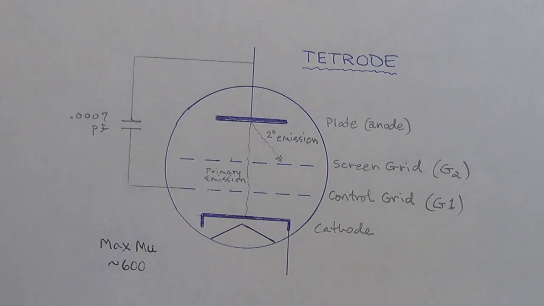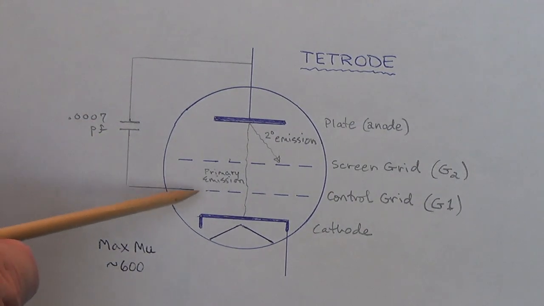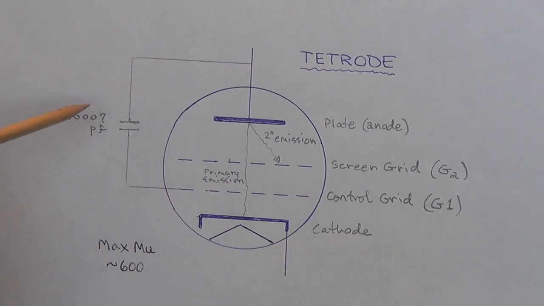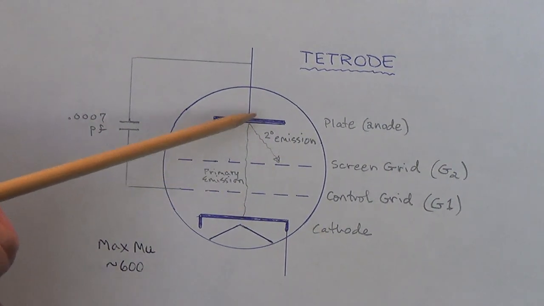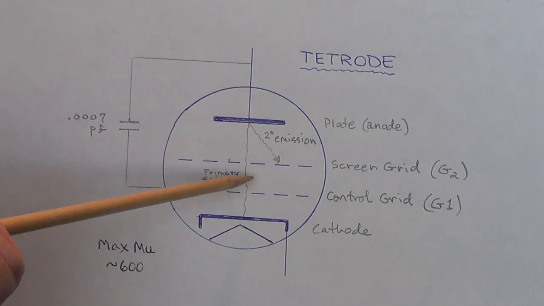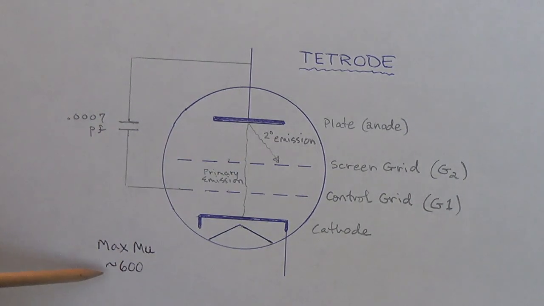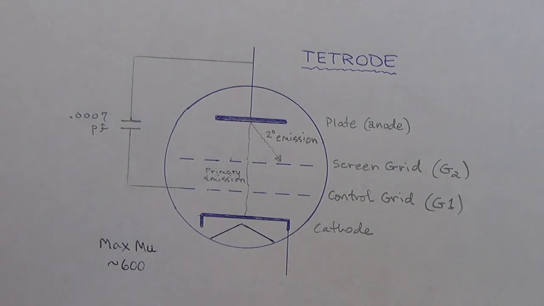Now the presence of this shield did away with a couple serious shortcomings of the triode. Number one, it reduced the inter-electrode capacitance from 3.8 picofarads all the way down to a negligible 0.0007 picofarads. Also, the shield allowed higher plate voltages and plate currents to be employed and raised the amplification factor by 6-fold from a mu of 100 all the way up to 600.